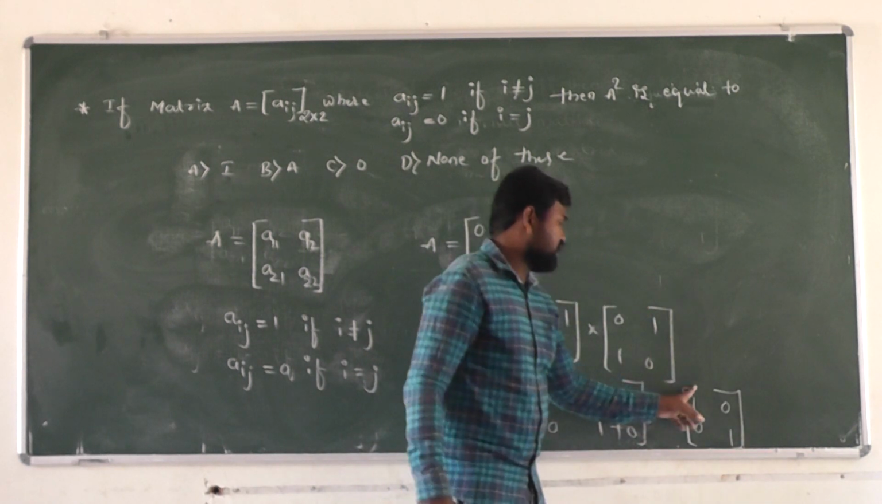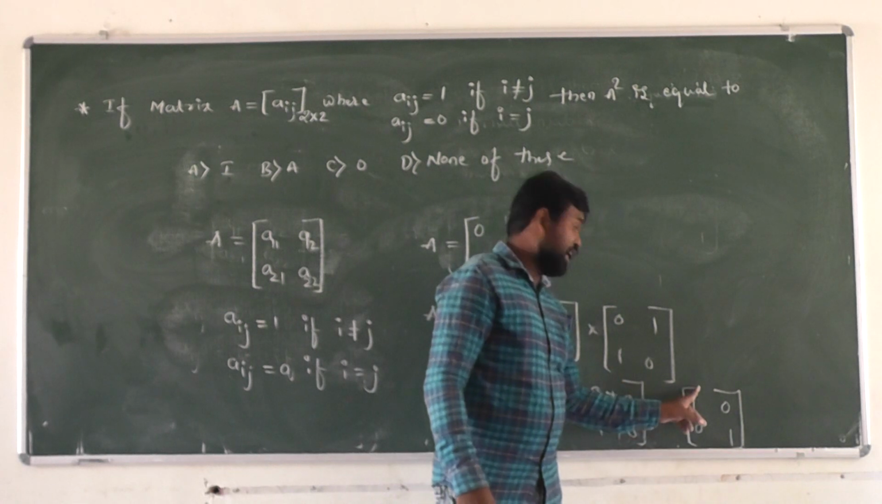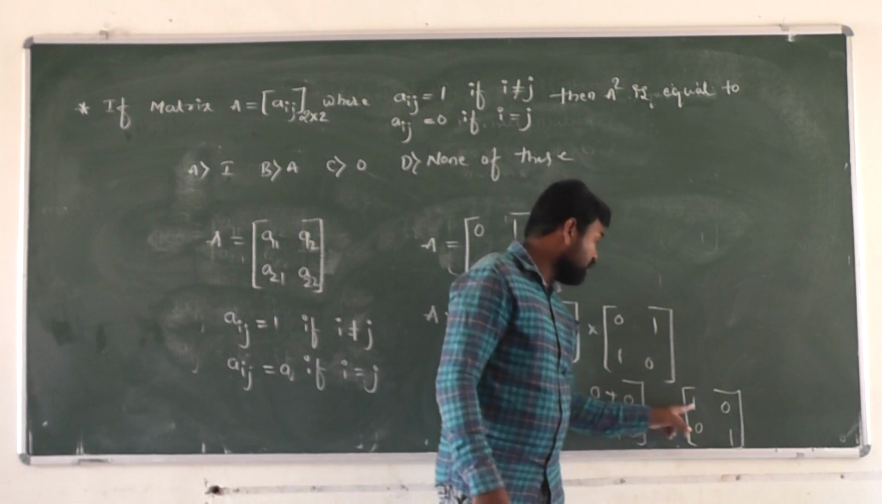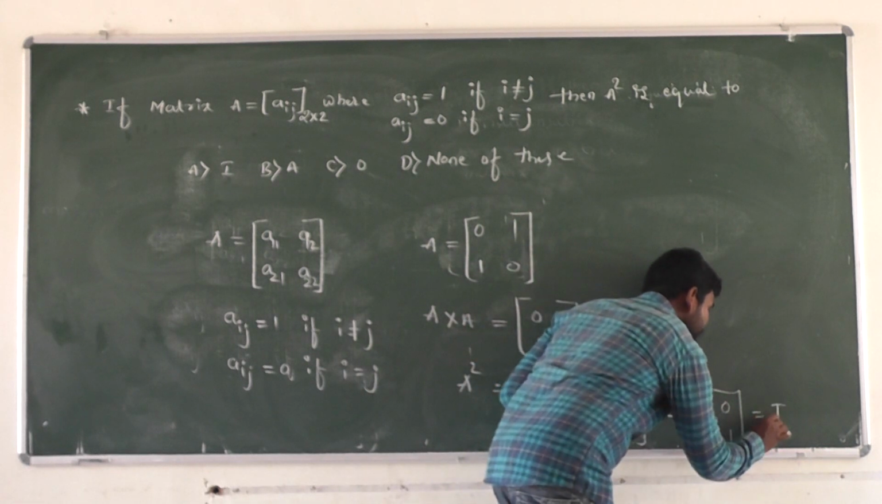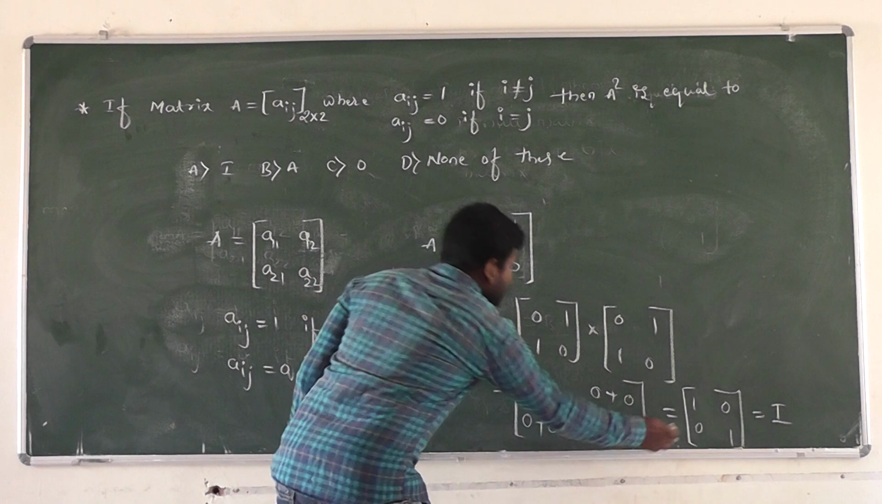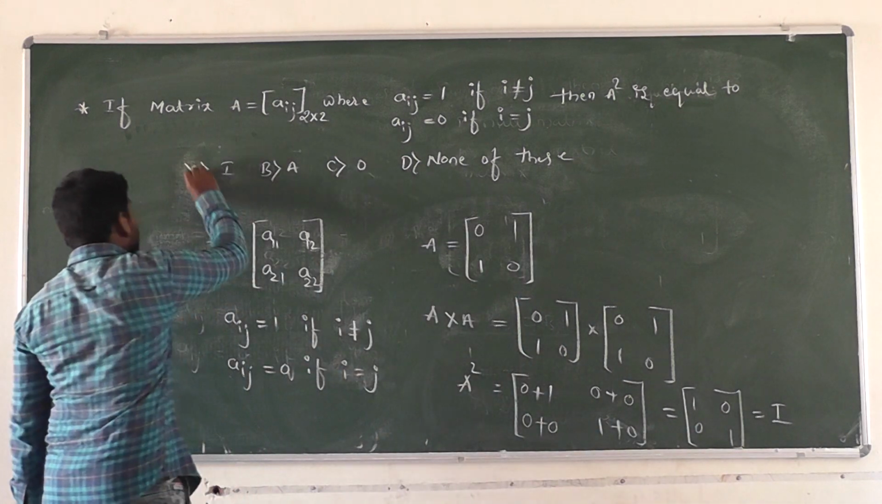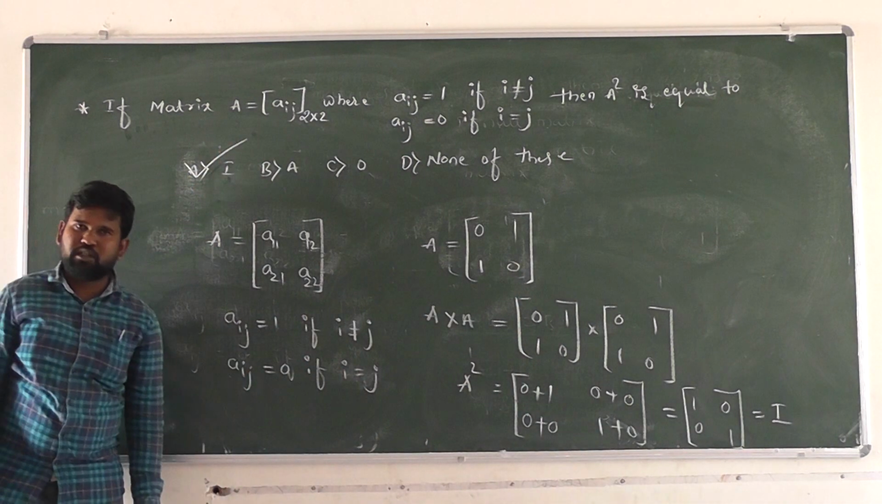This matrix is said to be what here? Identity matrix. What is meant by identity matrix here? The principal diagonal elements are equal to 1 and the non-diagonal elements are what here? 0. This matrix is said to be the identity matrix of order 2 cross 2. Then which one is the option here? A is the correct option.